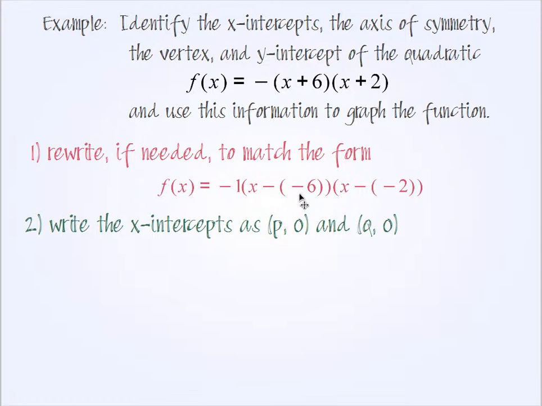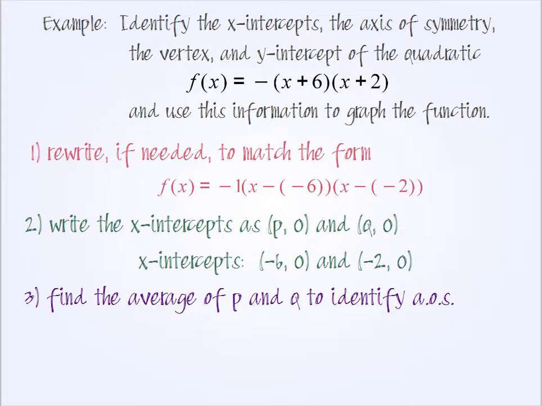So now I can see that p is -6 and q is -2. And I'm going to take those values and write them as points to identify my x-intercepts. So (-6, 0) and (-2, 0) are my x-intercepts. -6 is p, -2 is q. It's not going to really matter which one's which.